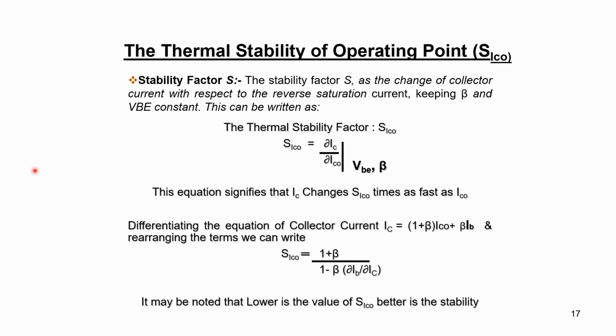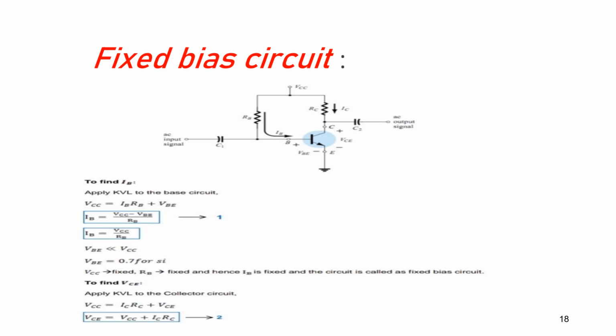So thermal stability is ∂IC/∂IC0. This is the formula. Now we will see the fixed bias circuit. This is the fixed bias circuit, common emitter configuration. Input is at the base, and we are collecting the output across the collector. This is the AC input signal.